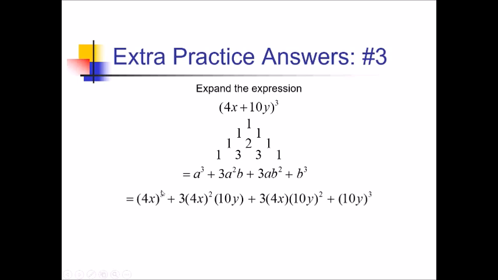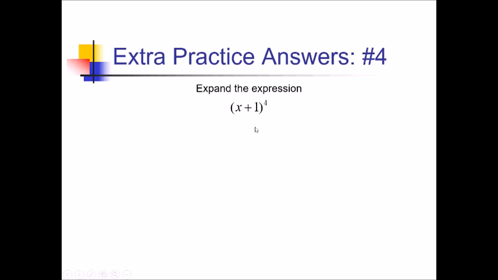Simplifying this a bit, 4 cubed is 64, so this is 64x cubed. Next, 4 squared is 16. 3 times 16 is 48. 48 times 10 is 480. So this is a grand total of 480x squared y. Next up, we have 3 times 4 times 10 squared, so 12 times 100 is 1200, and then we have an x and a y squared there. And then finally, 10 cubed is 1,000, so this is 1,000y cubed that we're adding at the end.